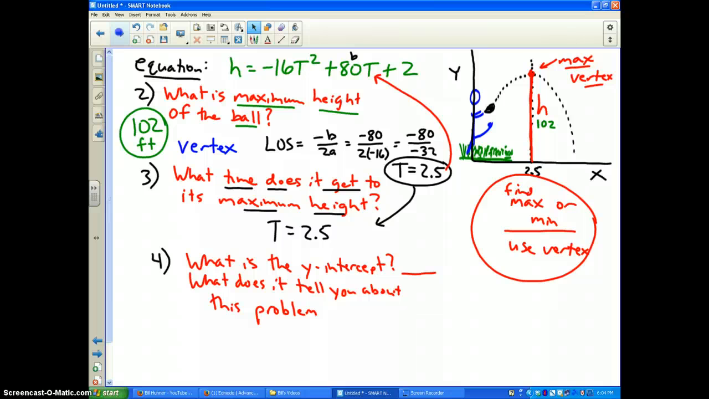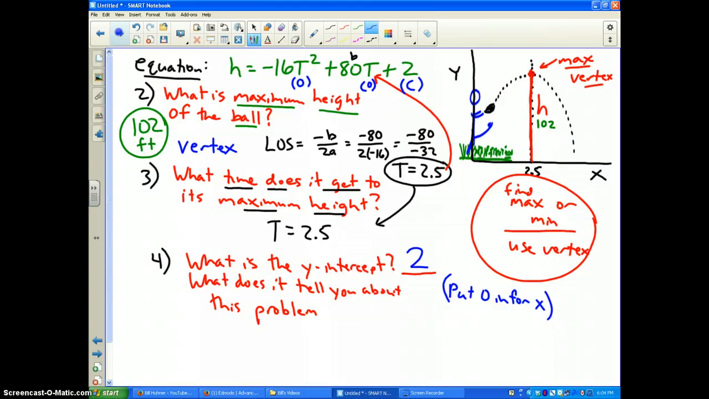Number 4, what is the y-intercept? Well, if you remember, to find the y-intercept, you put 0 in for x, or in this case, it's t. Well, if I put 0 in for t, and we've already talked about this, the c value is my y-intercept. The c value is 2.